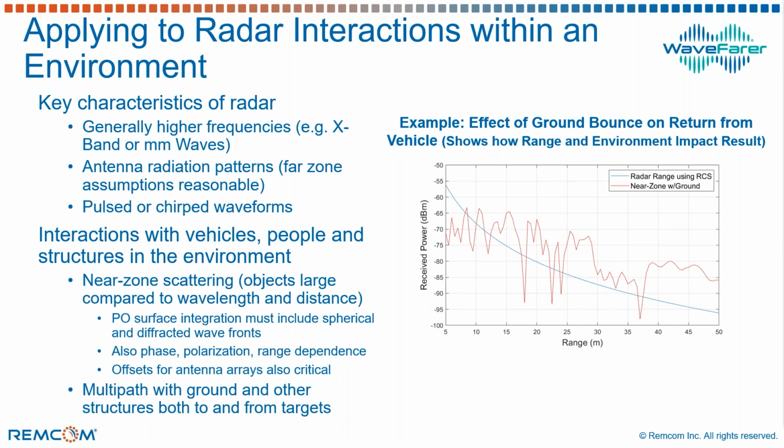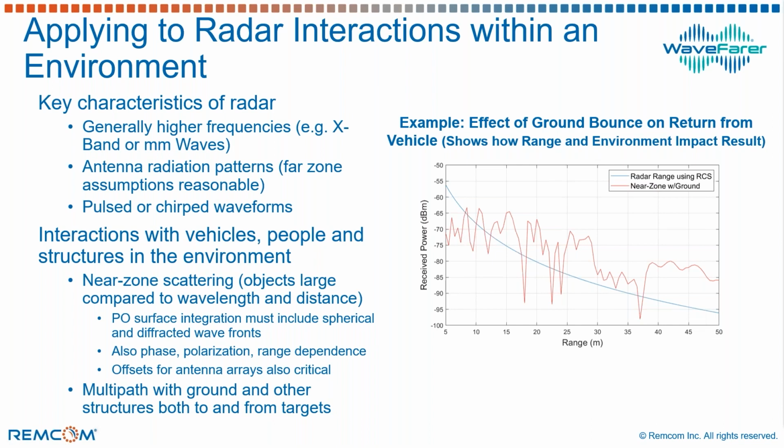So applying radar interactions within an environment, the key characteristics of radar include the frequencies, and a lot of times in the scenarios that we're involving, we have higher frequencies like X-band and millimeter waves, antenna radiation patterns, possibly pulsed or chirped waveforms. And as we interact with the environment, one of the big changes that we see when we go from a far zone technique, which might use radar cross-section and a range equation, in that type of a technique, if you were trying to apply it to a range, you might see a smooth fall off as you move away in range.